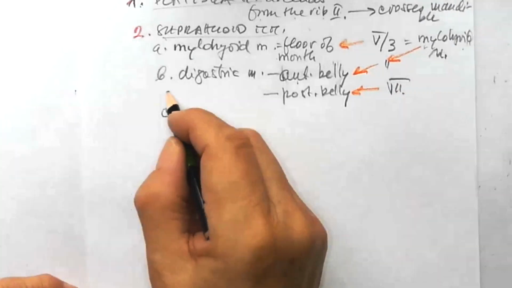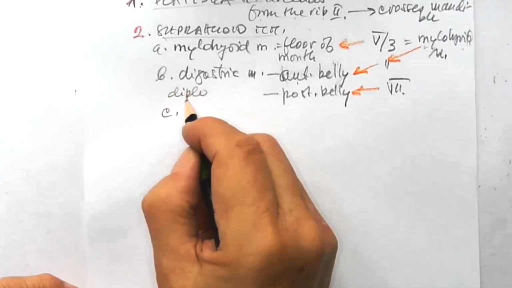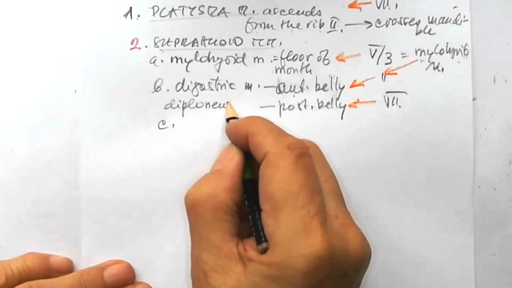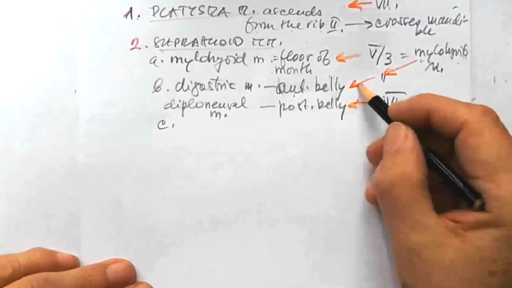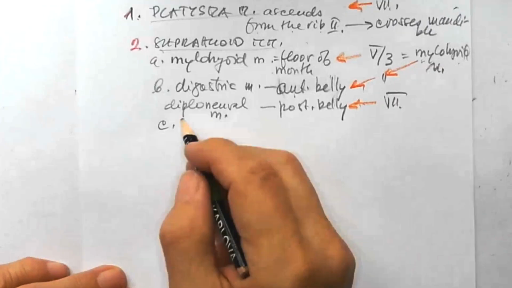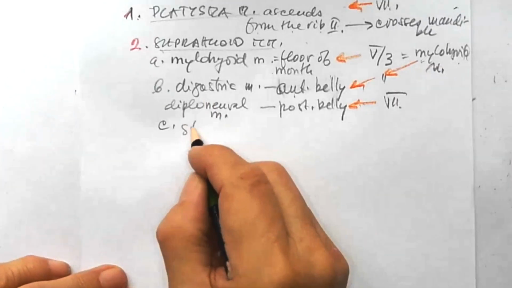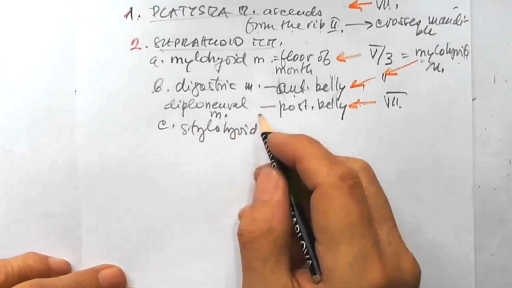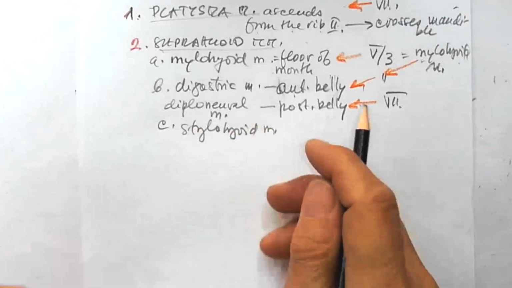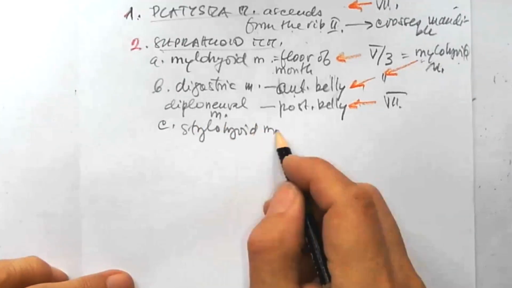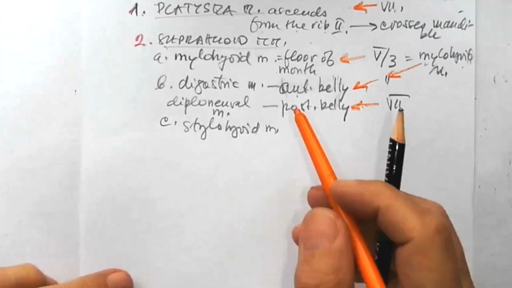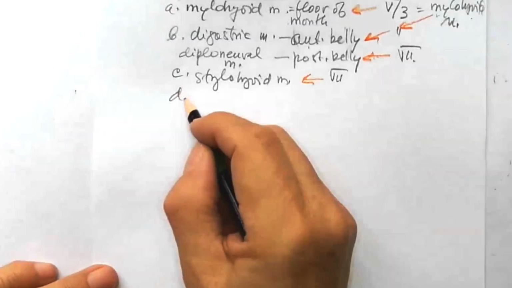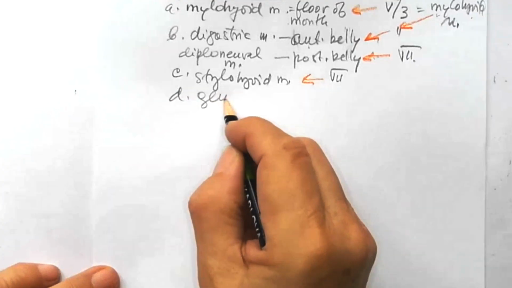So we can call it also digastric, this is the diplo in medical terminology. We use the word diploneural muscle, because different bellies, different nerves. The third one is the stylohyoid. Stylohyoid is the muscle which descends from the styloid process attached to the hyoid bone. Easy to remember, innervated also by nerve number 7 in the same group, no? And D, the last one, is the geniohyoid.